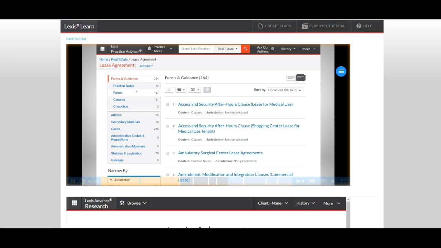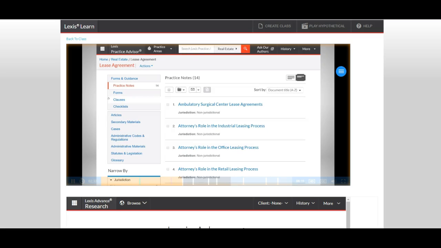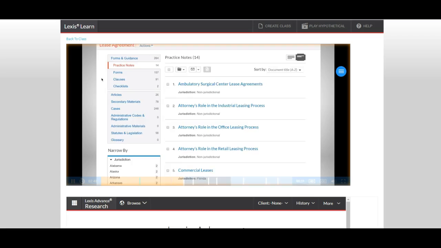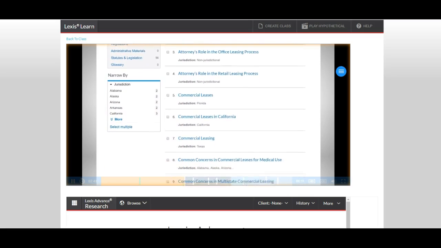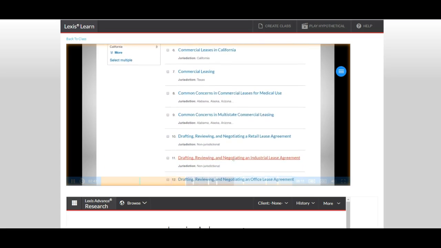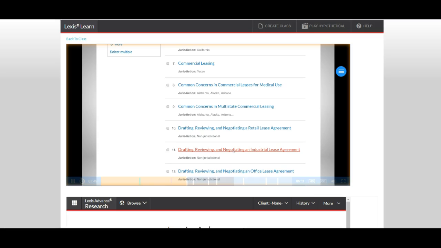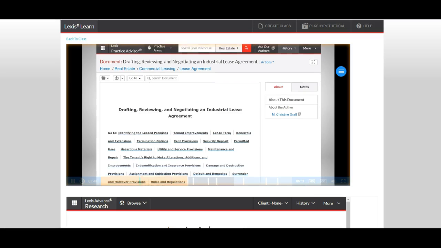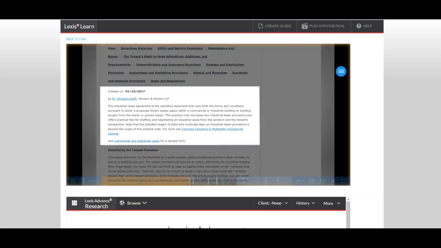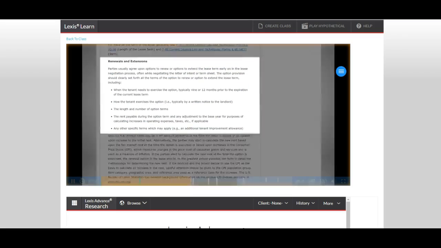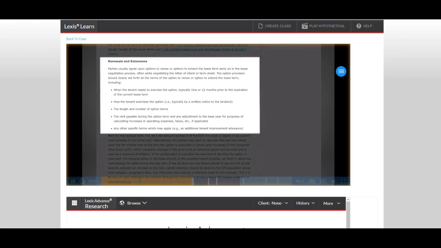The best place to start for specific questions about an agreement or other document is with practice notes. You'll get the guidance you need to draft and negotiate key provisions of an industrial lease agreement from expert attorneys who practice in this area of law. This practice note points out the important questions of an industrial lease and how an industrial lease is negotiated and executed.